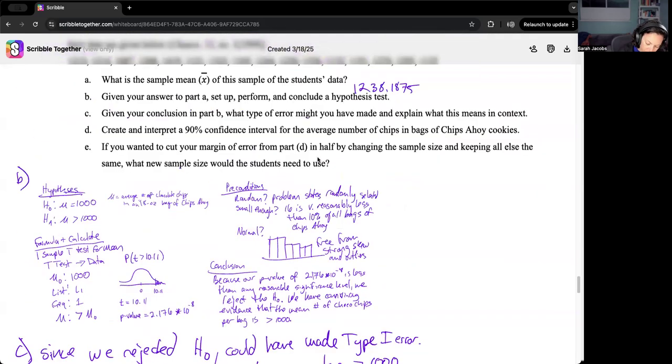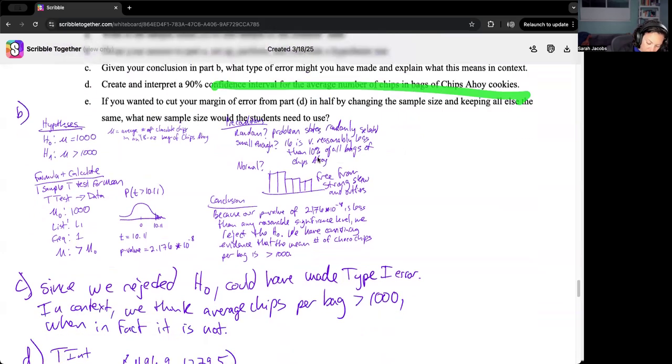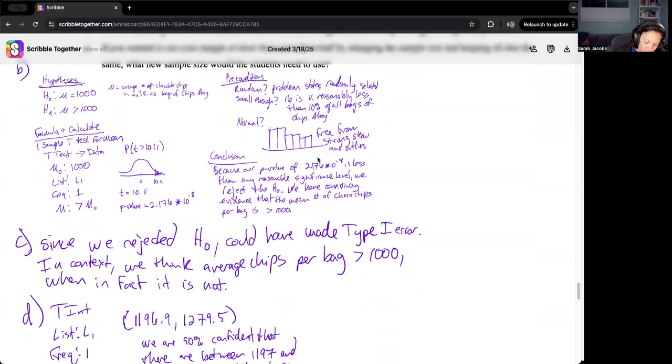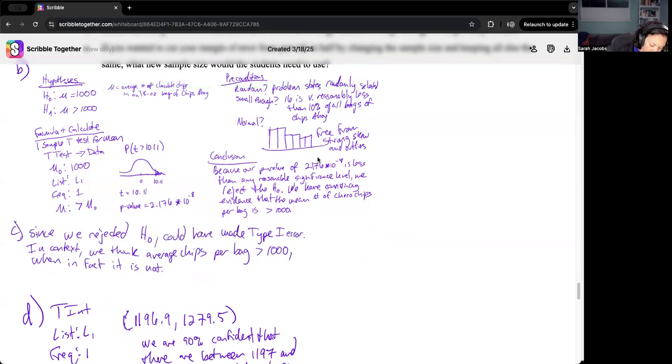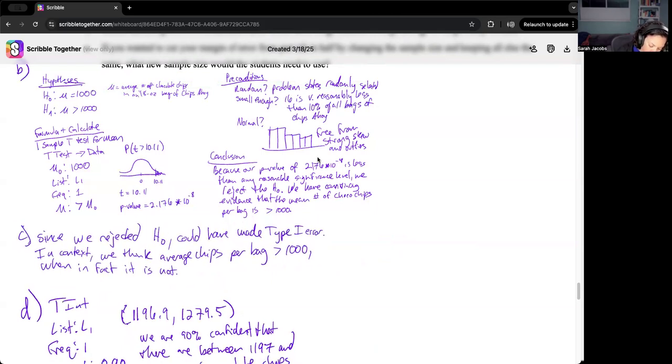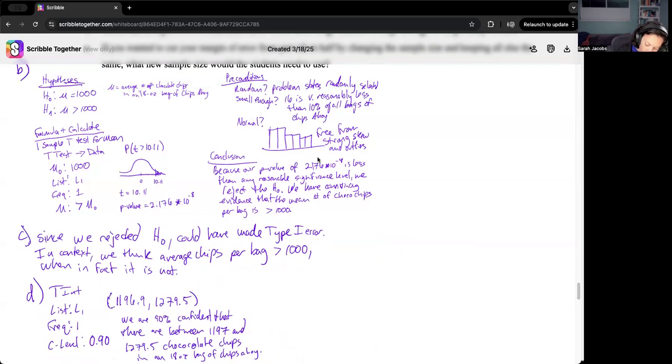All right. If you wanted to cut your margin of error from part D in half by changing the sample size and keeping all else the same, what new sample size would the students need to use? Okay, so this one is actually a little fun and exciting because it's not just another hypothesis test. I feel like we're getting really good with those now. So for part E, we're changing the sample size.